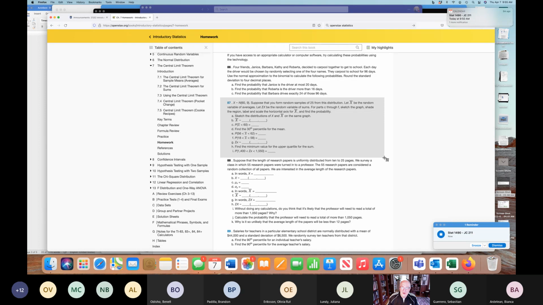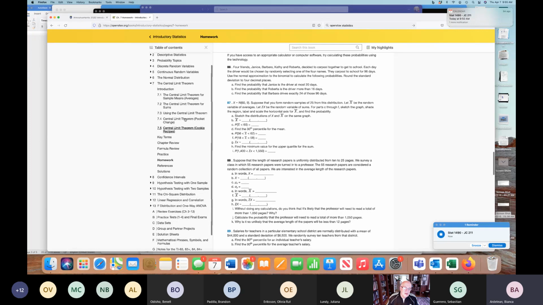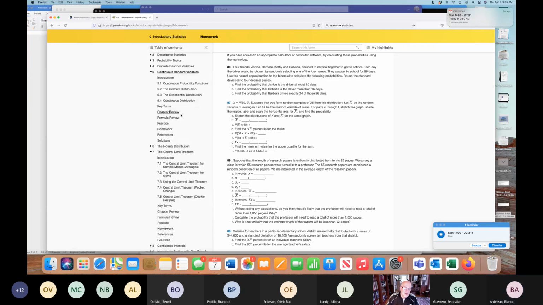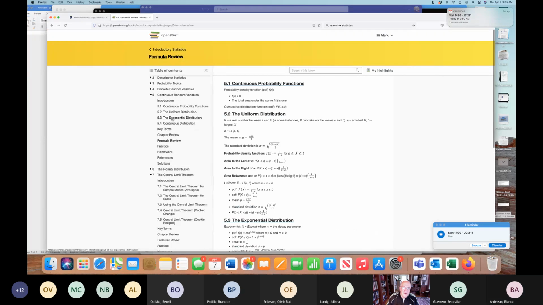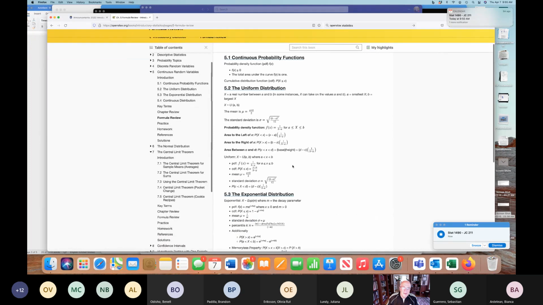It doesn't matter. The only thing with this is you have to know for the uniform distribution what the mean and standard deviation is to do this problem. Do you know what the mean and standard deviation is for uniform distribution? Maybe. I want to say yeah. Of course you know it. If you don't remember it, go to the formula review in the chapter where we covered it.